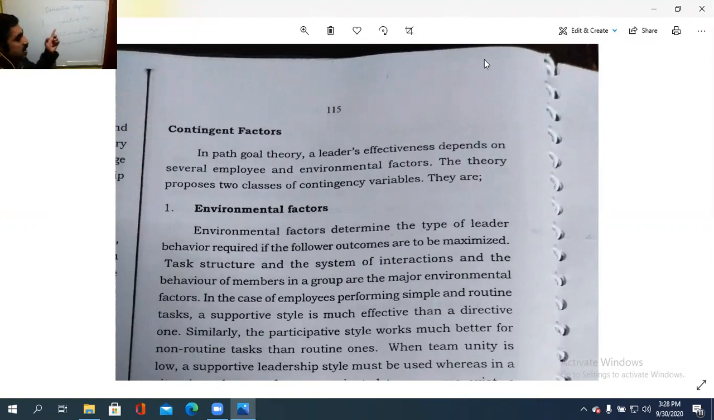What does directive mean? Directing, commanding, right? Giving direction. But supportive means they are more friendly towards the followers. So in such a case, supportive style rather than directive style.